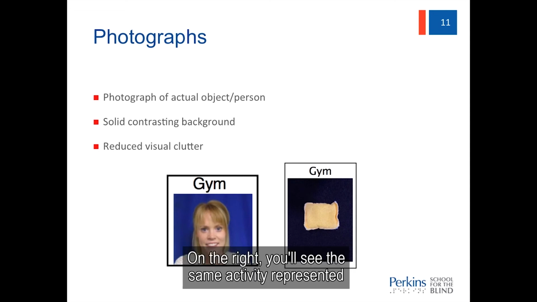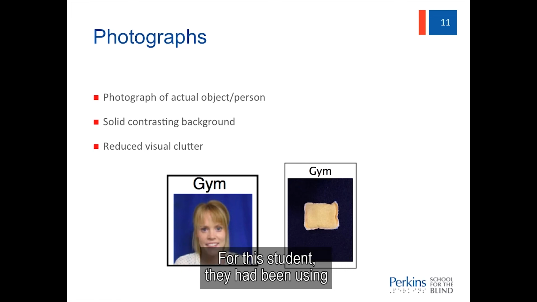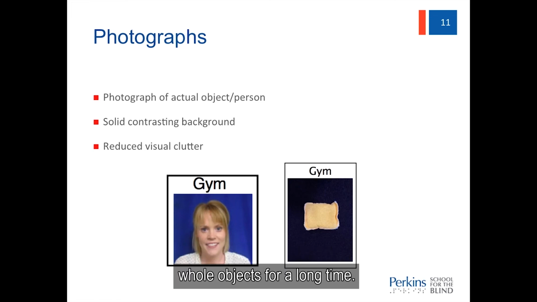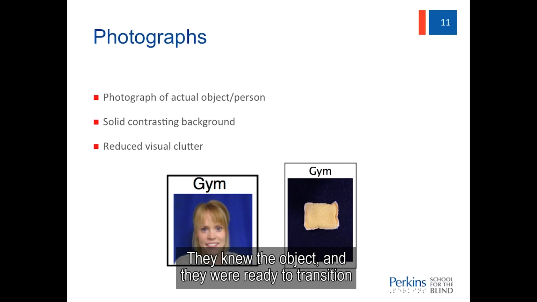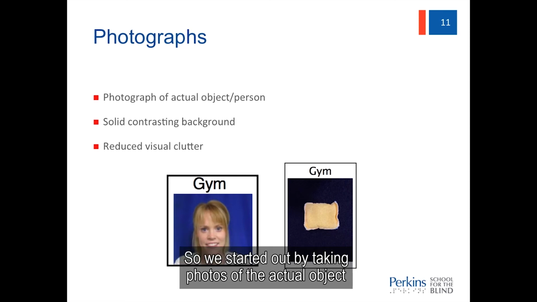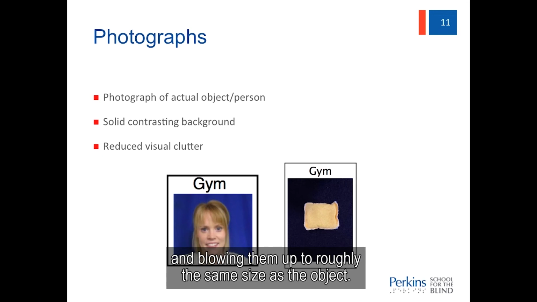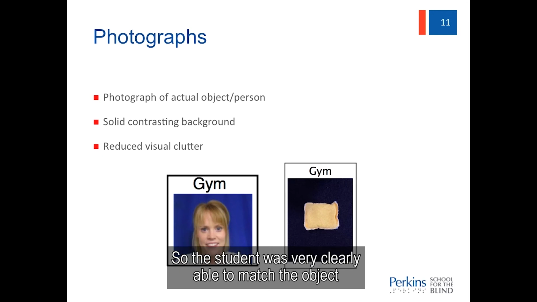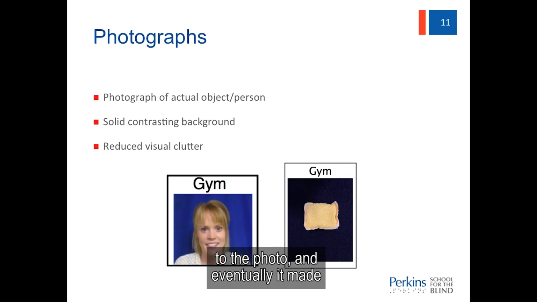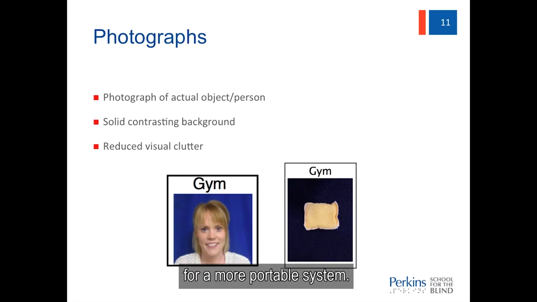On the right, you'll see the same activity represented by a photo of an object. For this student, they had been using whole objects for a long time. They knew the object, and they were ready to transition to a 2D representation. So we started out by taking photos of the actual object and blowing them up to roughly the same size as the object. So the student was very clearly able to match the object to the photo, and eventually it made for a more portable system.